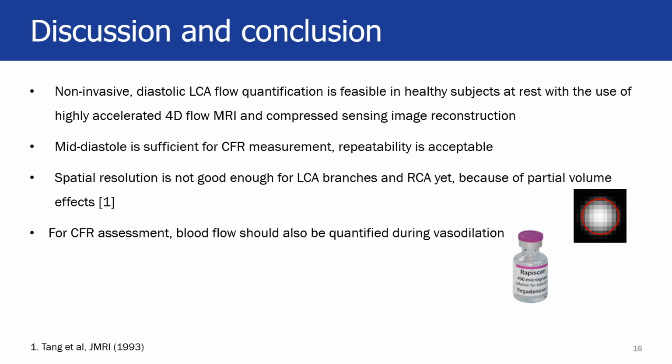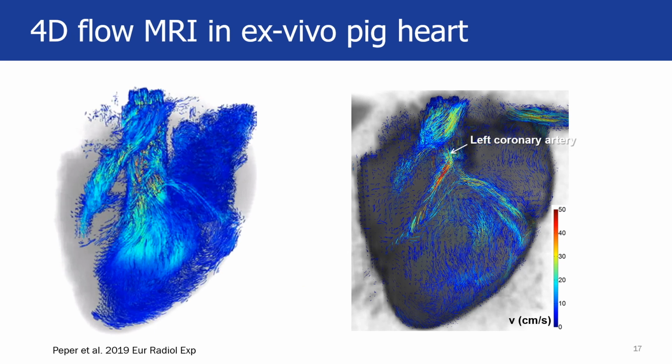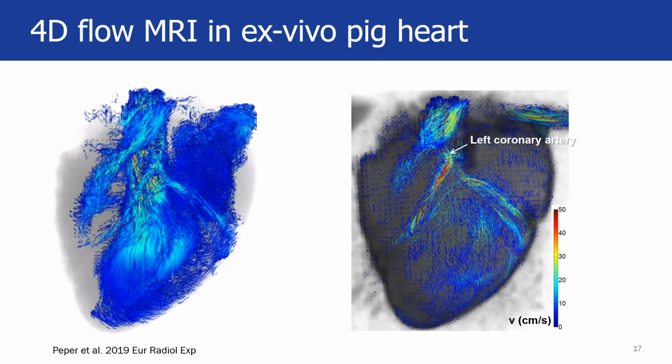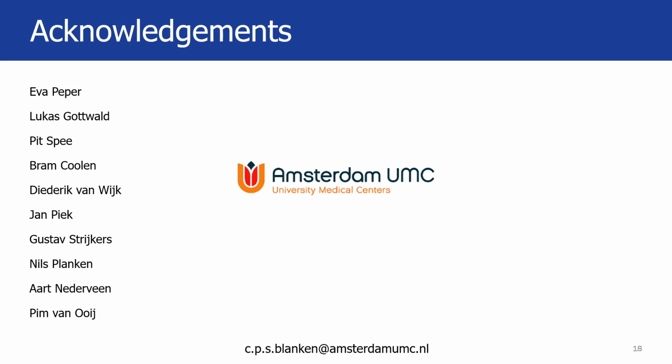And eventually, the flow should also be quantified during vasodilation, which might be more difficult due to a higher heart rate and more breathing motion. On the other hand, higher velocities and a larger luminal area might compensate for these difficulties. All in all, we took a first step towards non-invasive 4D flow MRI-based CFR assessment. We hope for our images to eventually look like this. This was obtained in an ex-vivo pig heart. With that, I'd like to thank you for your attention.